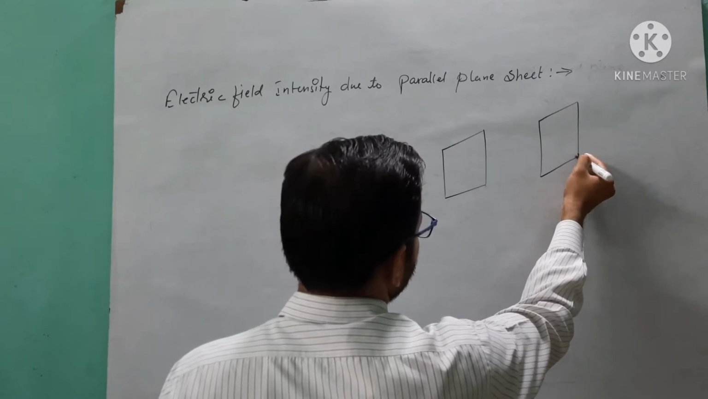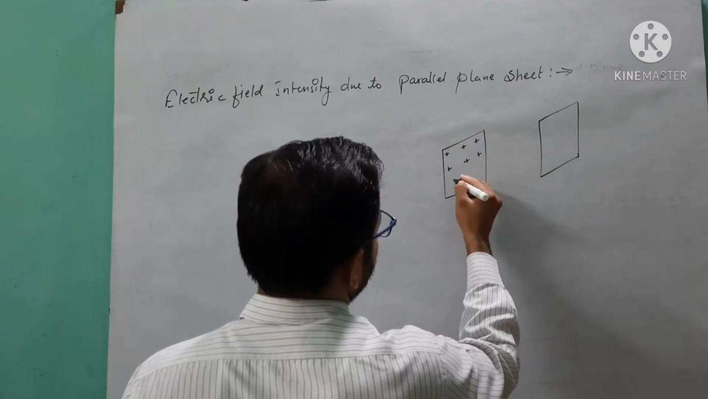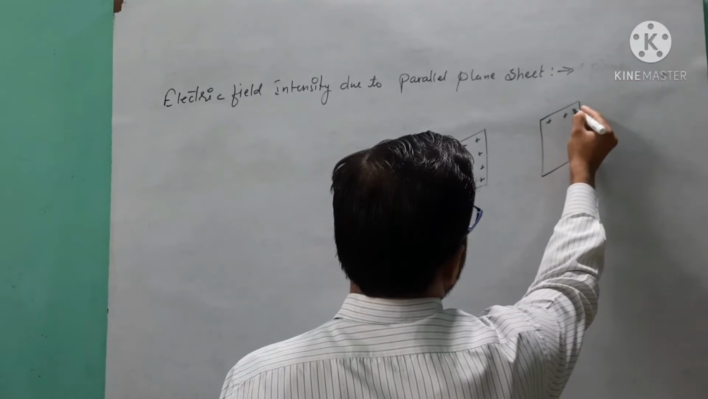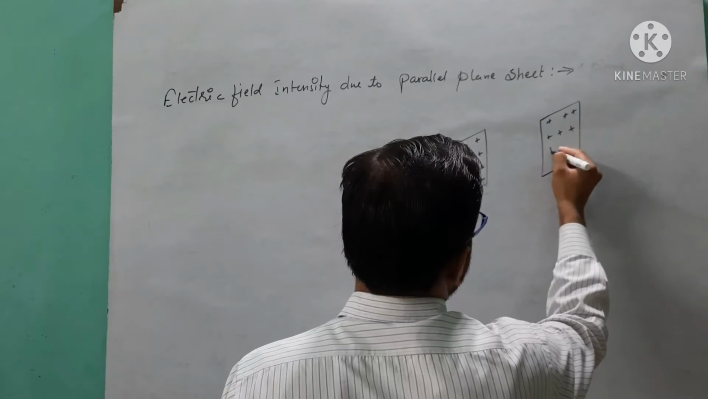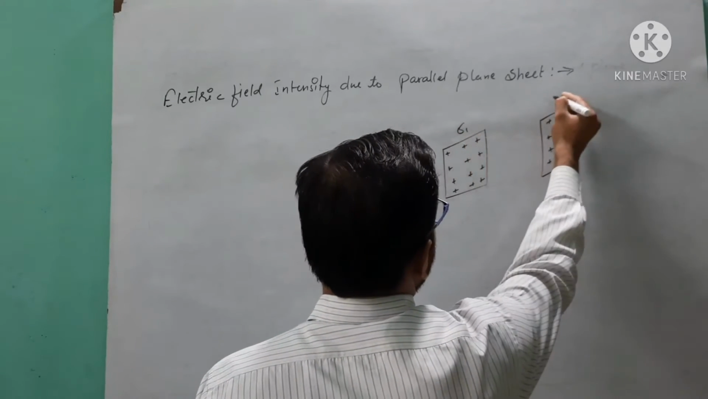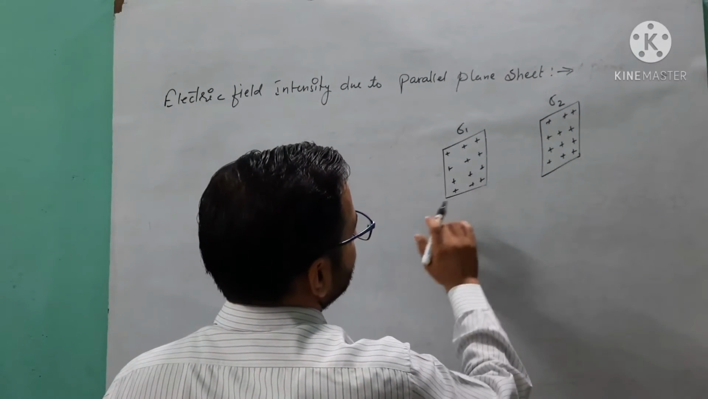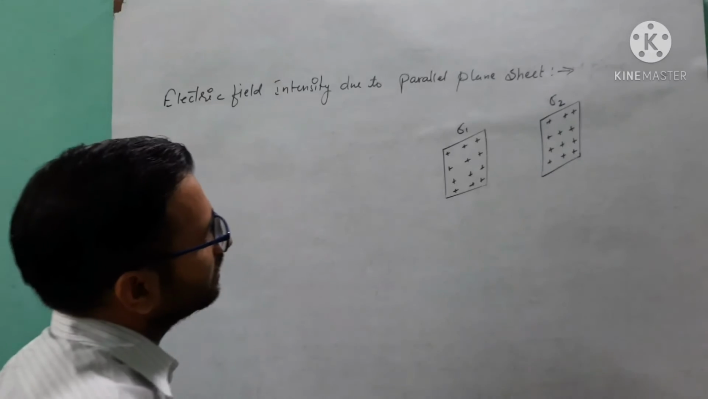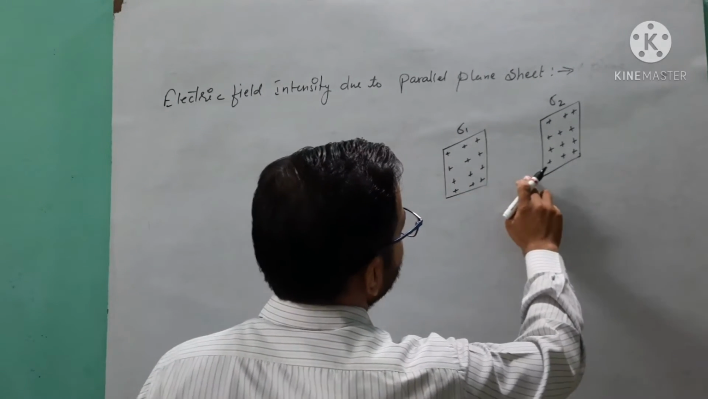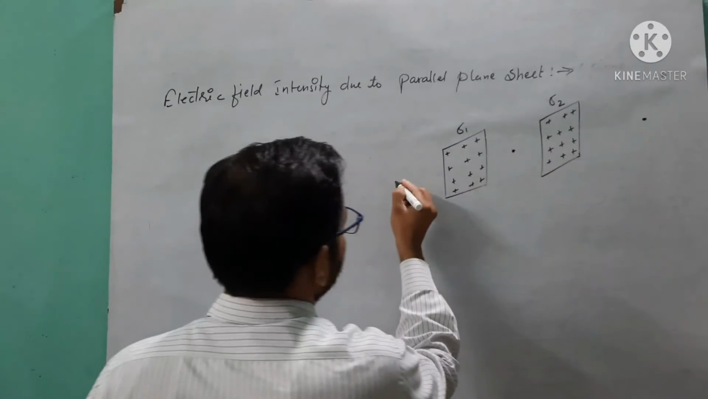These two sheets are parallel and these two sheets have surface charge density, suppose, sigma 1 and sigma 2, and having the same cross sectional area. After that we will calculate the electric field intensity in different regions, like here, here and here.